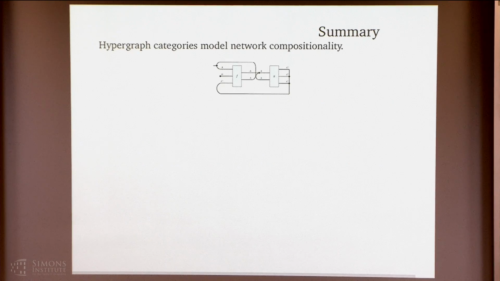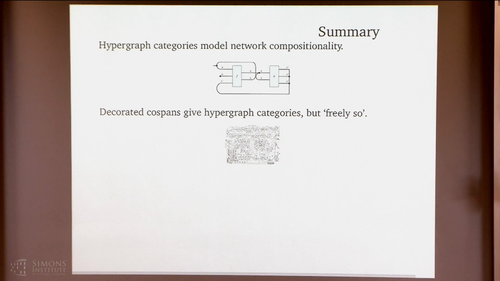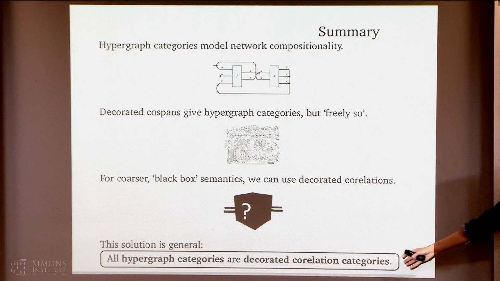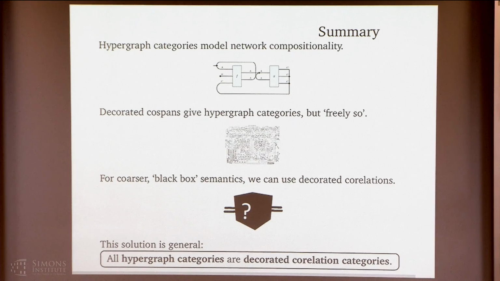So to recap, the first claim was that we can use hypergraph categories whenever we want to model this sort of notion of composition. And then we saw that decorated cospans give hypergraph categories, but in a free or initial way. And so to get at coarser notions of semantics, like this black box idea, we can use decorated correlations. But then the theorem is that this solution is general, and whenever we want to construct a hypergraph category, we can use this sort of technique.